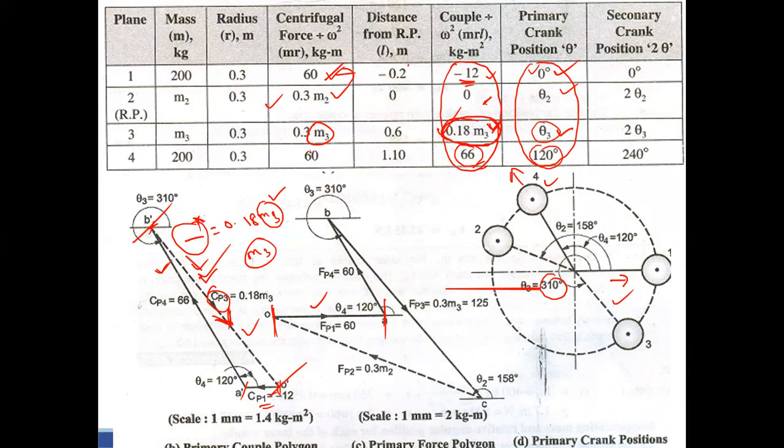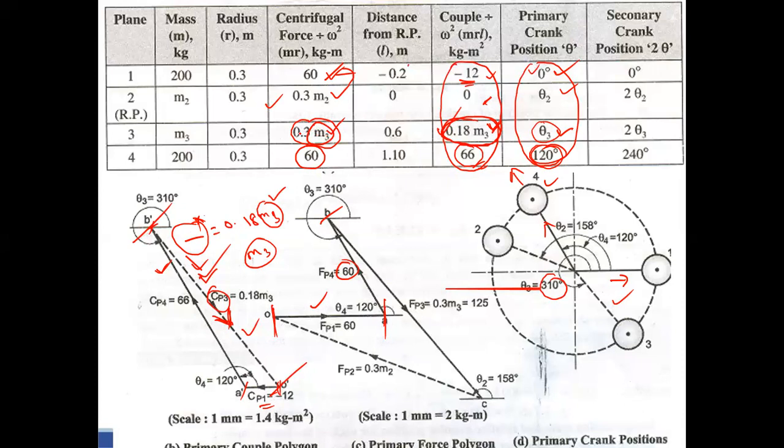What's the magnitude? Fourth one, 60. What's the direction? 120 degree. So along the 120 degree, you take 60. Now you got this point. Now you take the third one, this one. Already we have calculated the value of M3.